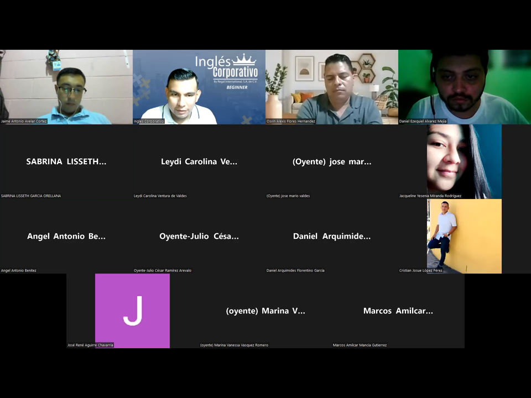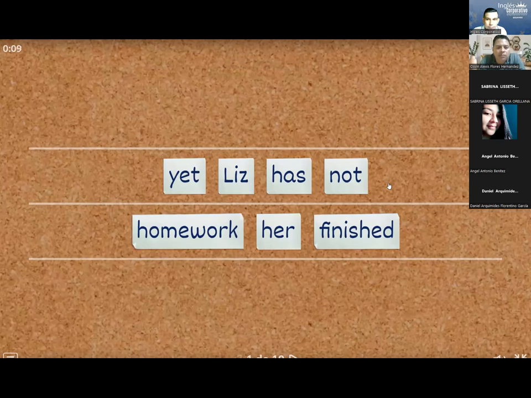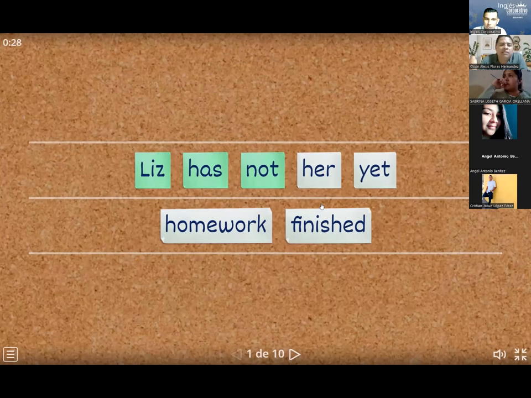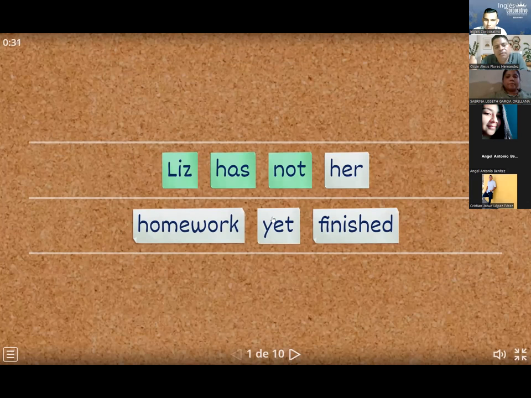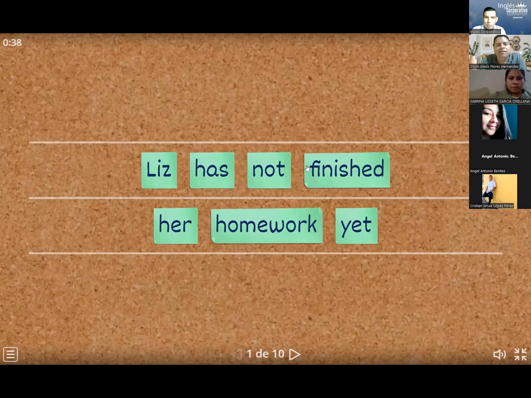Okay, we're going to put in order the following sentences. Help me to put in order the sentences. Has not finished. Liz has not finished her homework yet. Okay, yet.